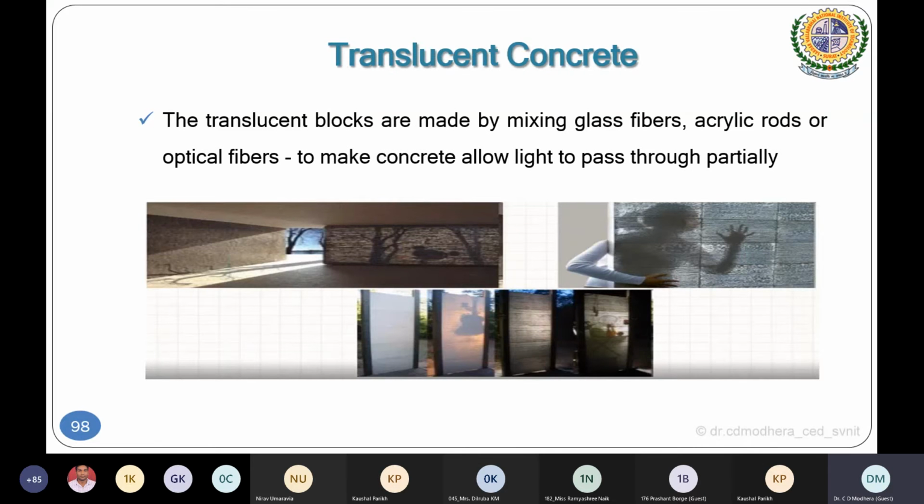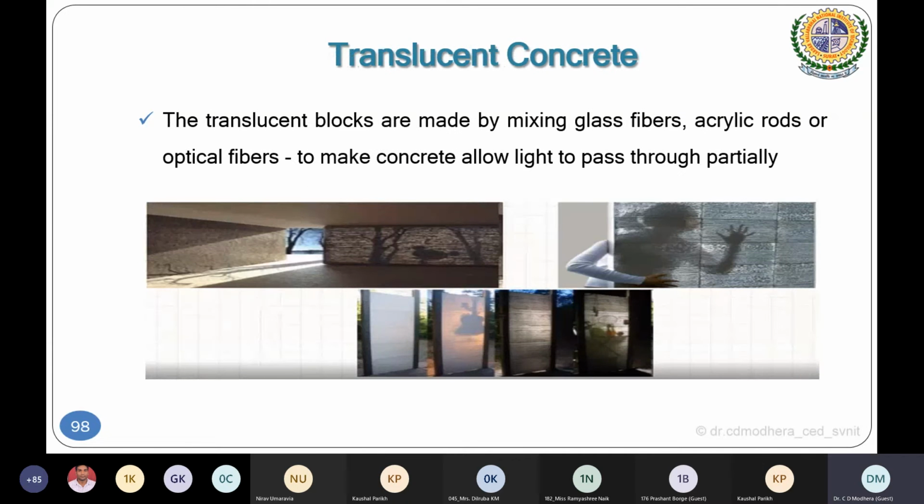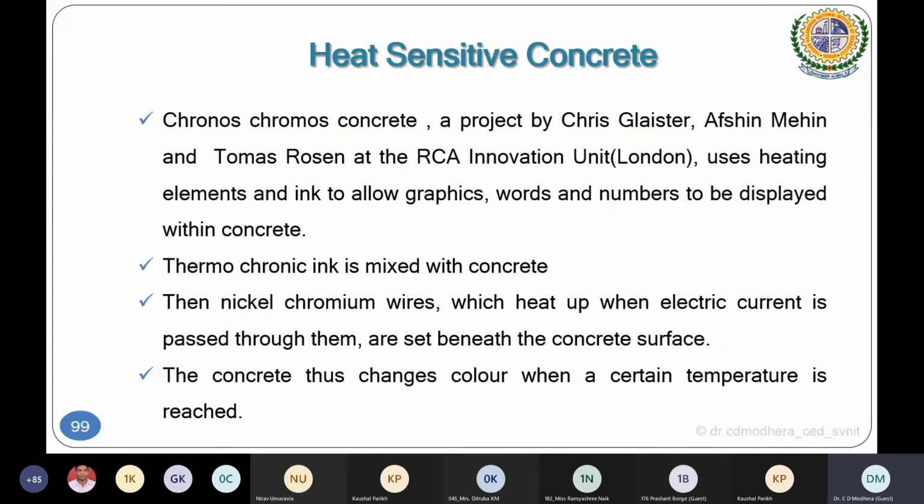Another kind of concrete is translucent block, made by mixing glass fiber and acrylic rods or optical fiber to make concrete allow light to pass through partially. This is just a decorative kind of thing. It is not structural, but it exists. Chronos concrete, a project by Chris Glister, Efsin Mehin and Thomas Rasen at the RCA Innovation Unit London, uses a heating element and ink to allow graphics, words and numbers to be displayed within concrete. So I think this also already exists.